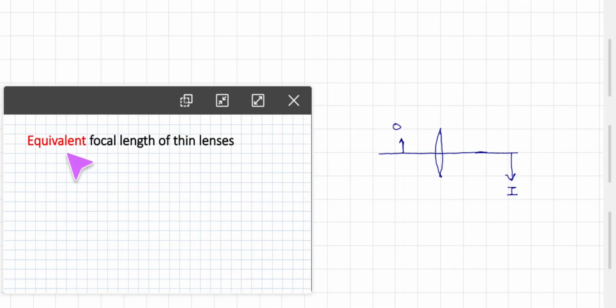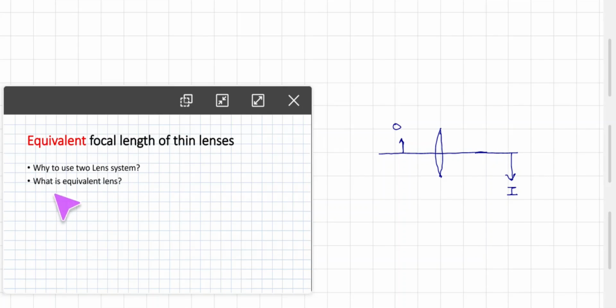Now let us talk about the equivalent focal length of thin lenses. One important thing is, why use a two thin lens system? The reason is that if we consider a single lens, then there is the aberration problem, that is, image formation is not sharp. So that is why a multi-lens system is used.